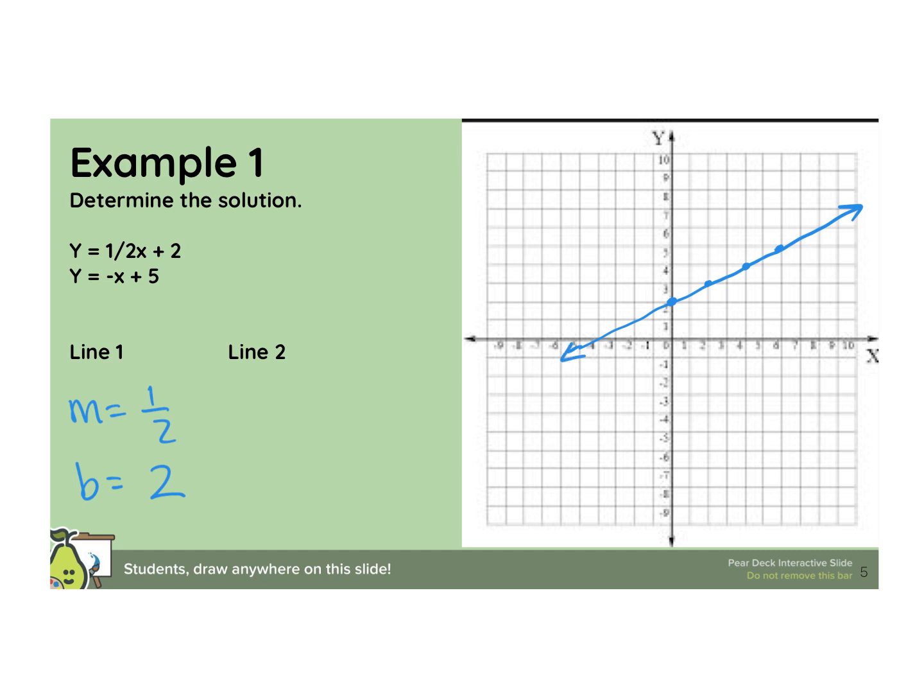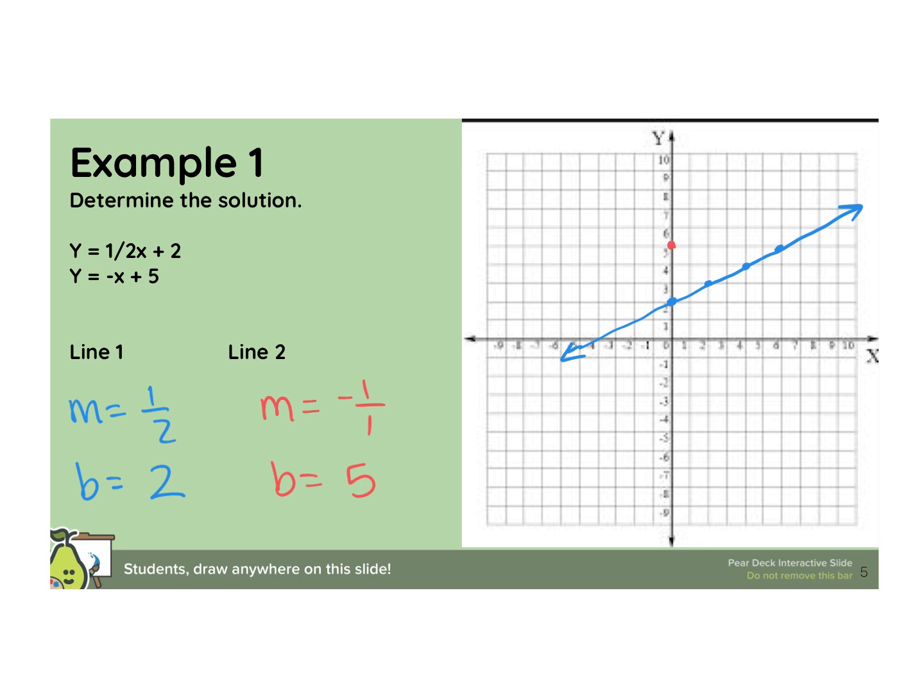Then change colors. For line 2, my slope is, it says negative x, so that means my slope is negative 1/1, and my y-intercept is 5. So my slopes are different. That means I have one solution, right? The slopes are different, so these lines will cross.